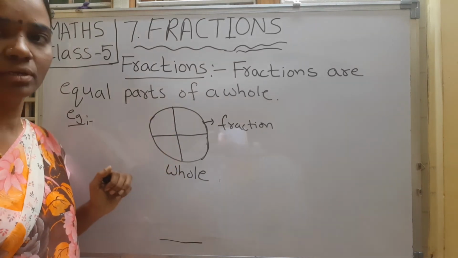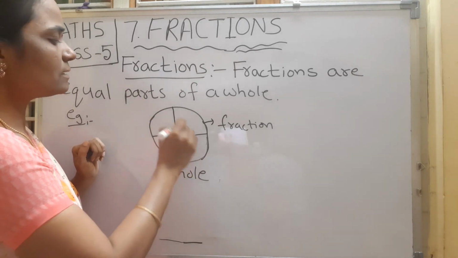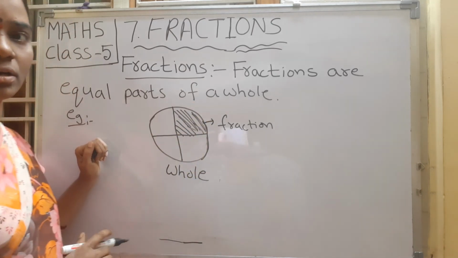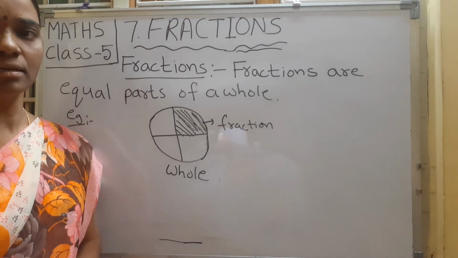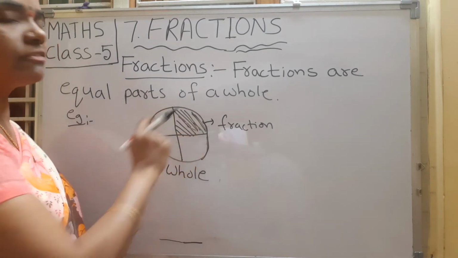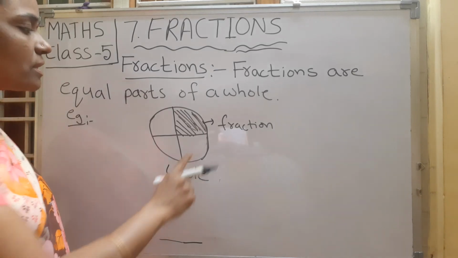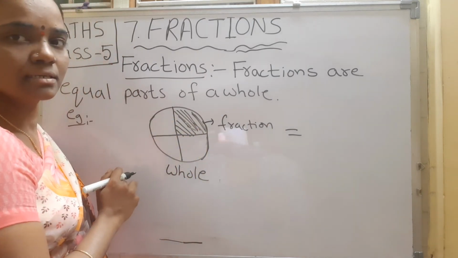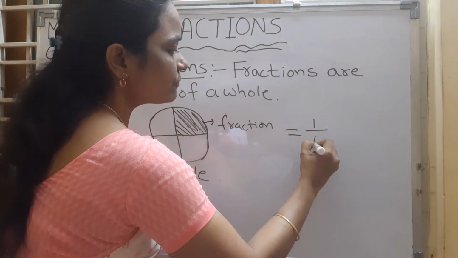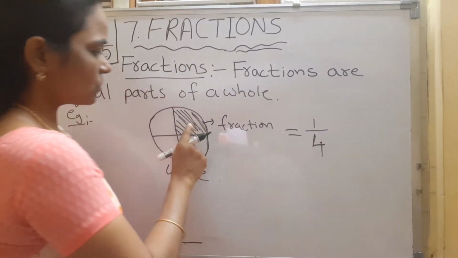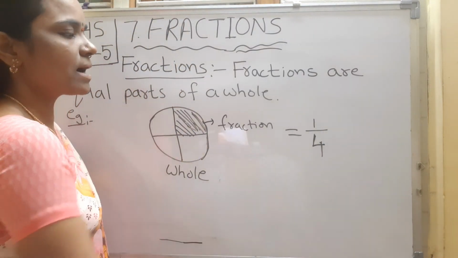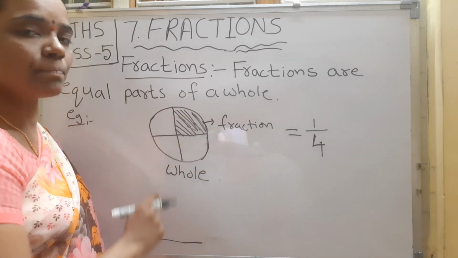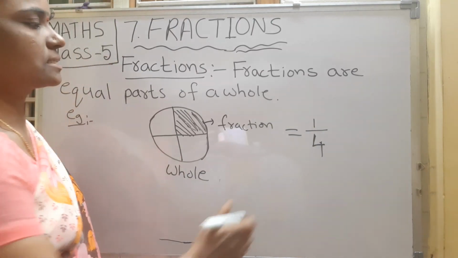1, 2, 3, 4. Now see, color one part. Total how many parts are there? Total 1, 2, 3, 4 parts are there. Out of 4, how many are colored? Only one part is colored. Now write down the fraction for the colored part. What is the fraction for the colored part? Very good. 1 by 4 means total 4 equal parts are there, out of 4, only one part is colored. So the fraction for the colored part is 1 by 4.